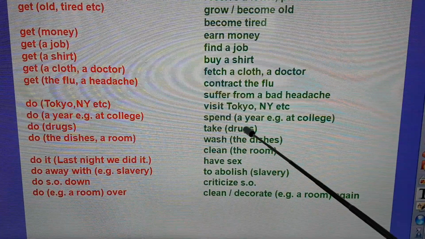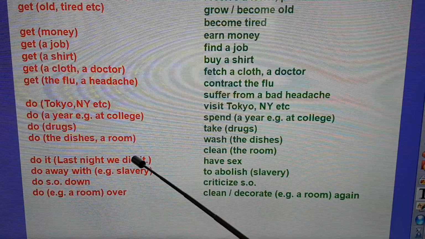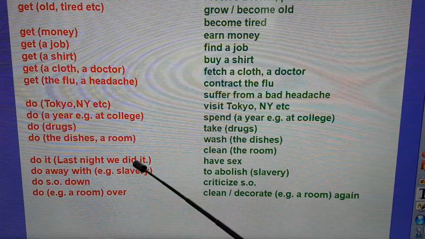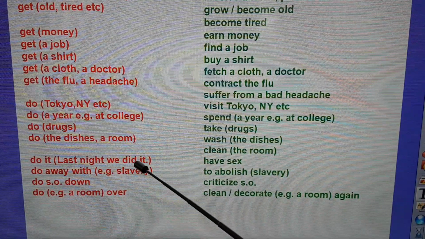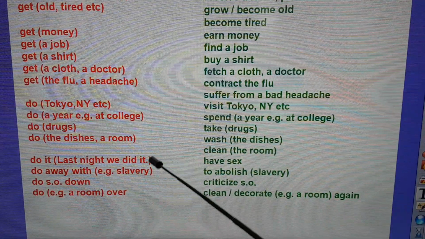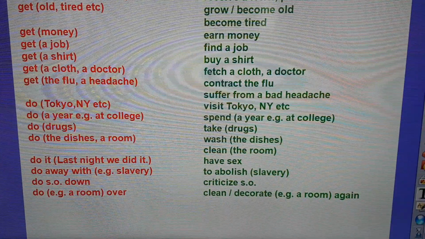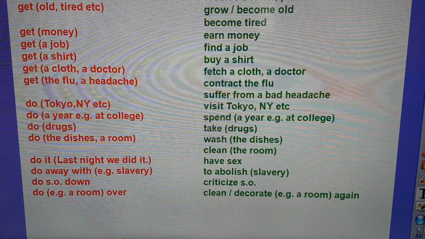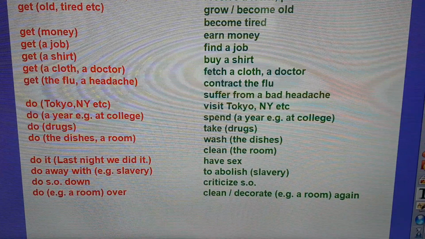Take drugs. Or, okay, in spoken language, you do the dishes, or you do a room. Yes, that's what you do. That's right. And in informal everyday language, you would probably rather do the dishes than wash the dishes, and do a room than clean a room. But since we're now talking about written language, you want to prefer wash the dishes and clean the room.